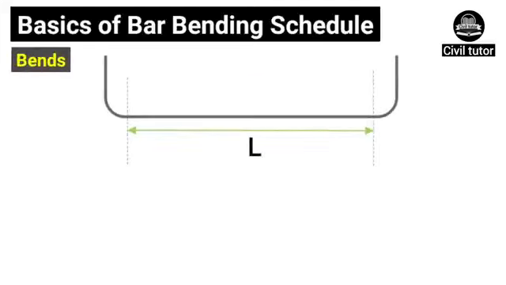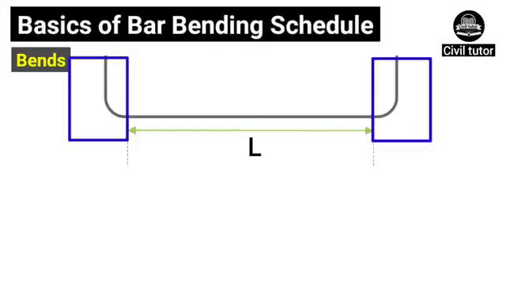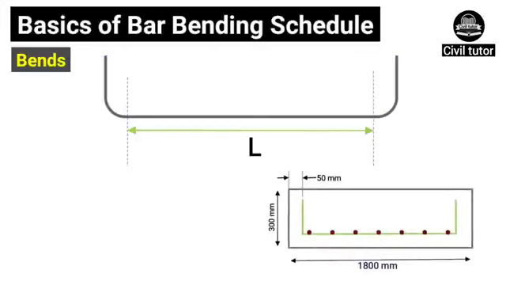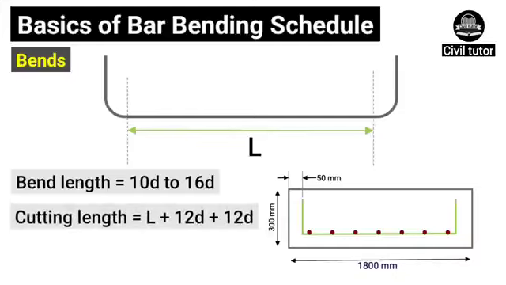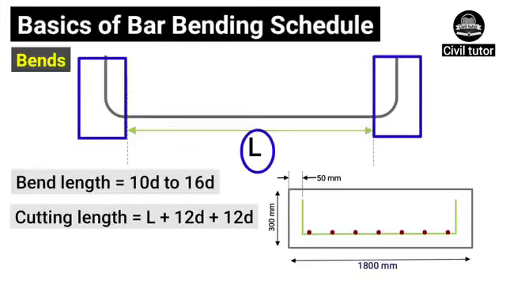The next topic is about bends. As you can clearly visualize from this picture, this steel bar is bent up on either ends, and these shapes are usually used in footings. The length of this bend is taken from 10d to 16d, in which d is the diameter of bar. The cutting length of this type of bar will be equal to straight length L plus two number of bends, say 12d plus 12d.